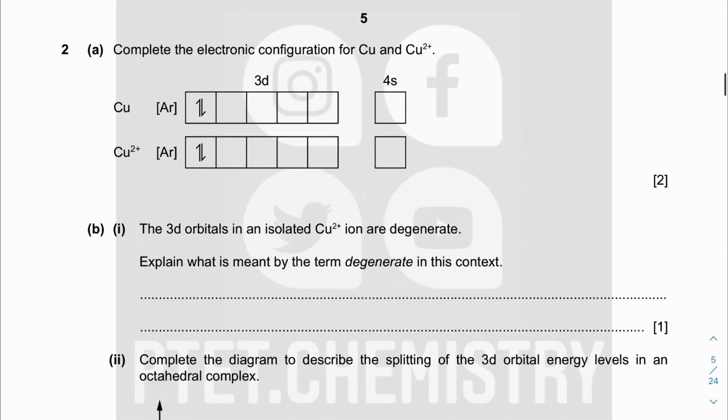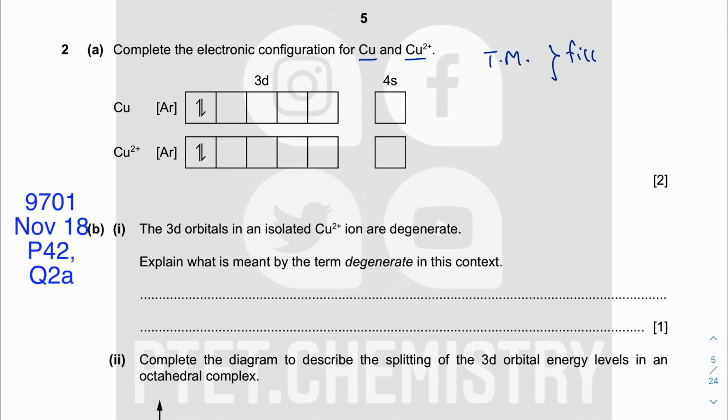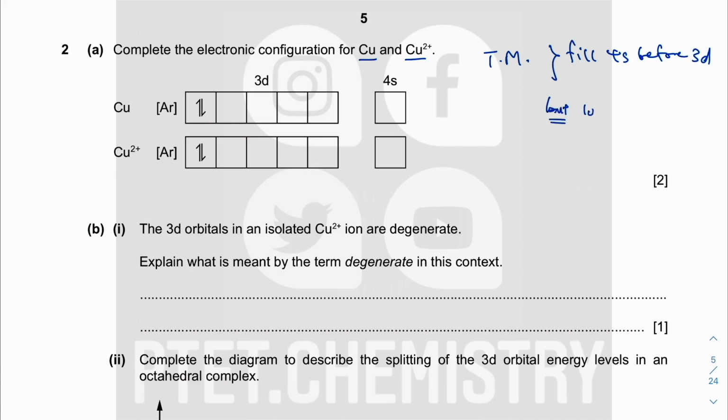Moving on to question 2. So the one for the atom itself. The thing about copper is that, in fact, the thing about transition metals is you fill 4s before 3d, but you lose 4s before 3d.